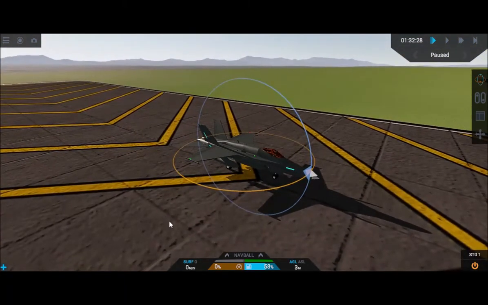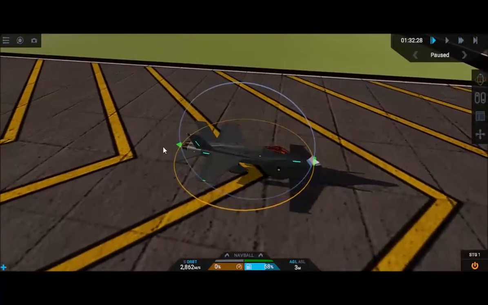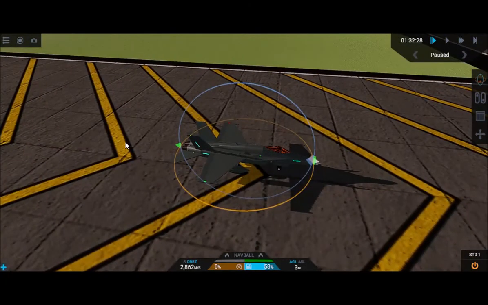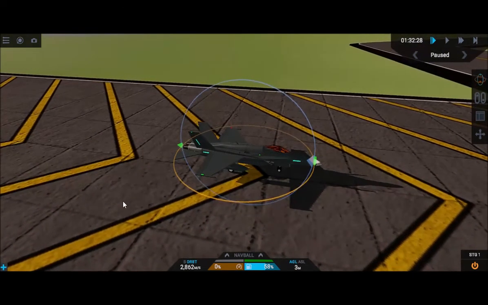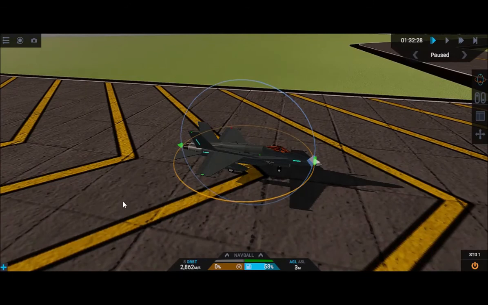But I have an option here to switch from surface speed to orbital speed, and when I do that, the orbital speed is displayed, 2862 meters, and as you see, there's a pointer here telling you what's the vector of that speed. So this airplane, while it's standing still on ground, is moving in space towards the east with that speed.